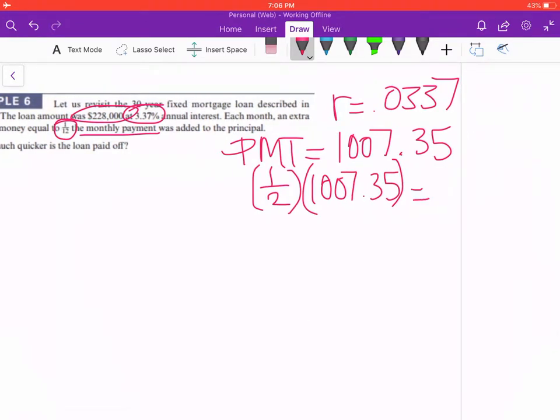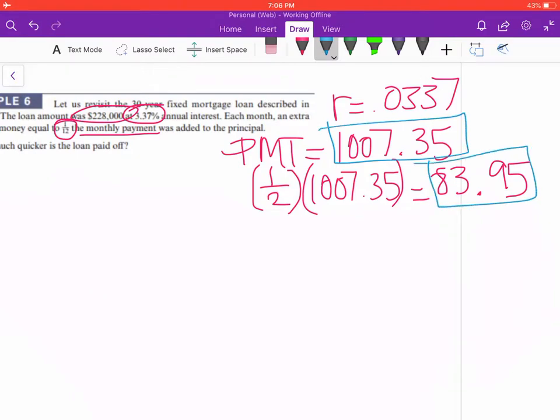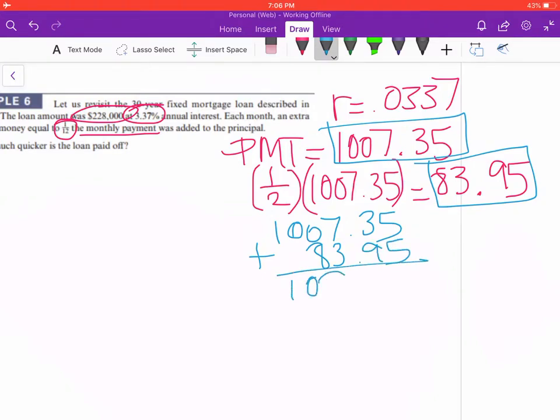If we multiply that, we will get 83.95. So if we add the payment plus the extra payment, we will obtain $1,091.30.